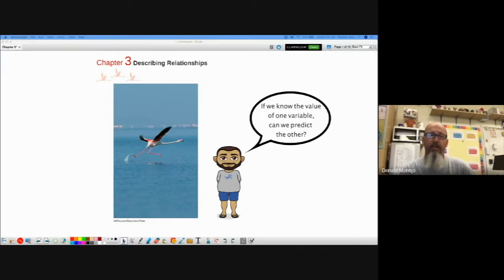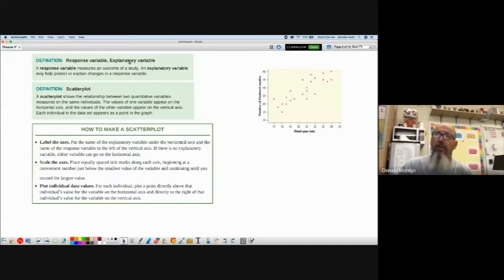Just because there's a relationship and we can make predictions, it doesn't mean that there is a causal relationship, or that one variable is causing the change in the other, even though there may be a very strong relationship that helps us make predictions. So first, we're going to start by defining these two variables we're looking at.